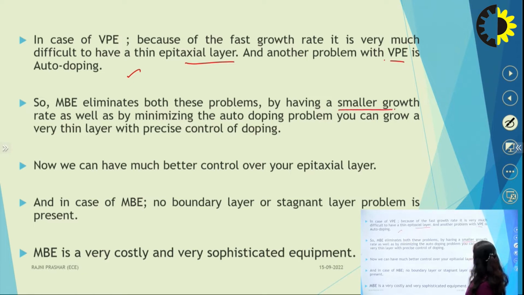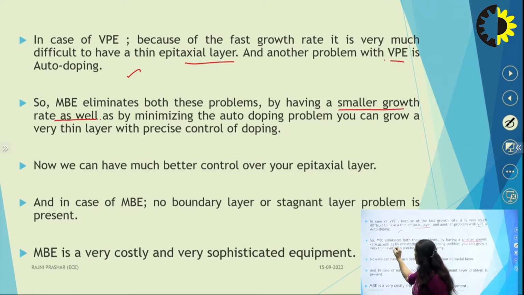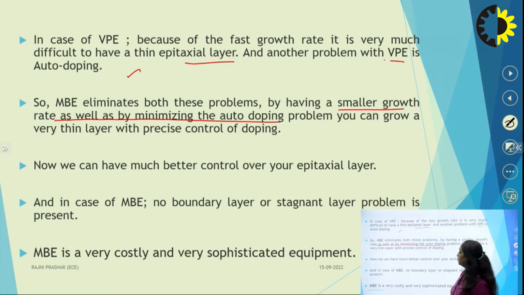So now we can have a smaller growth as well as minimize the auto doping effect. The problems with the growth of the epitaxial layer and the auto doping problem, both can be controlled now. So now we can have better control over your epitaxial layer, and in case of MBE, no boundary layer or stagnant layer problem is there, right?